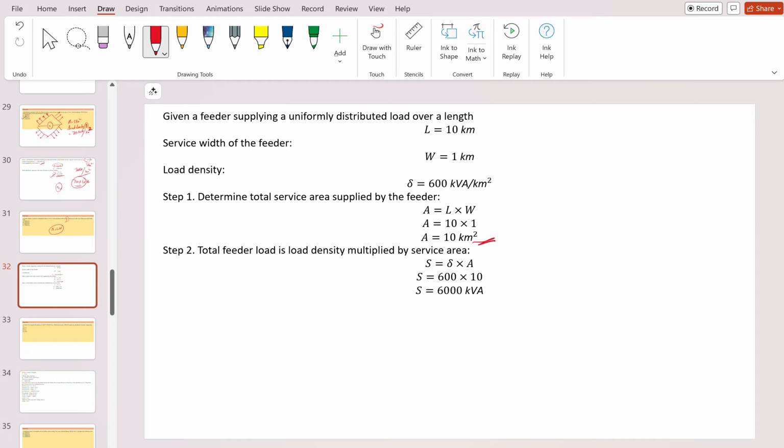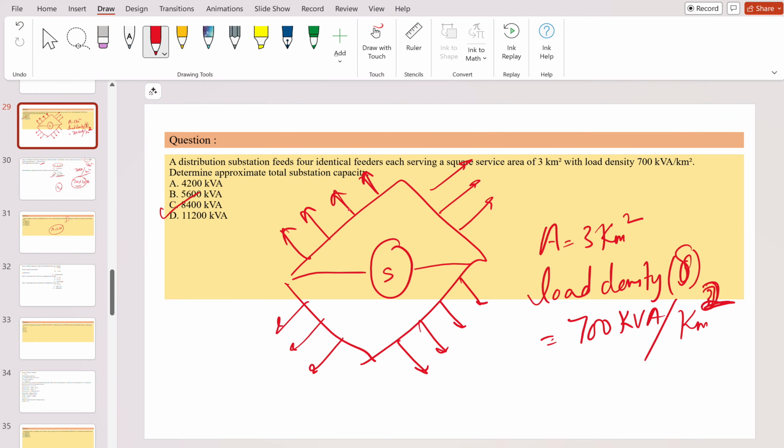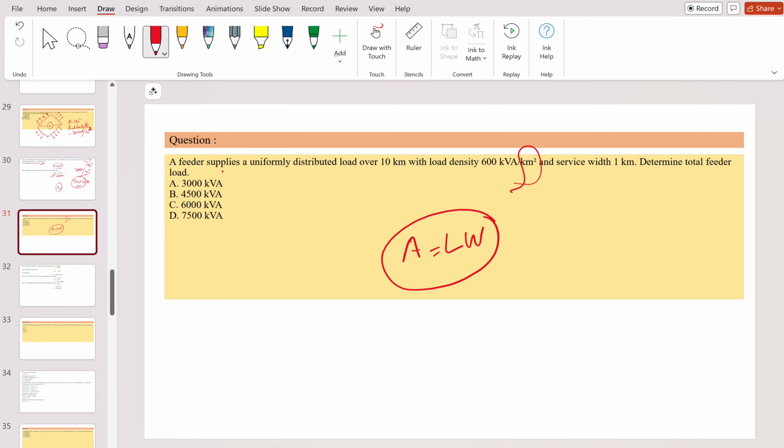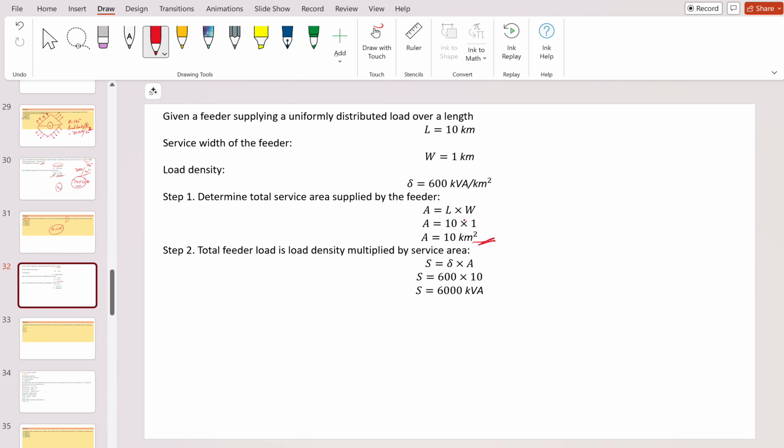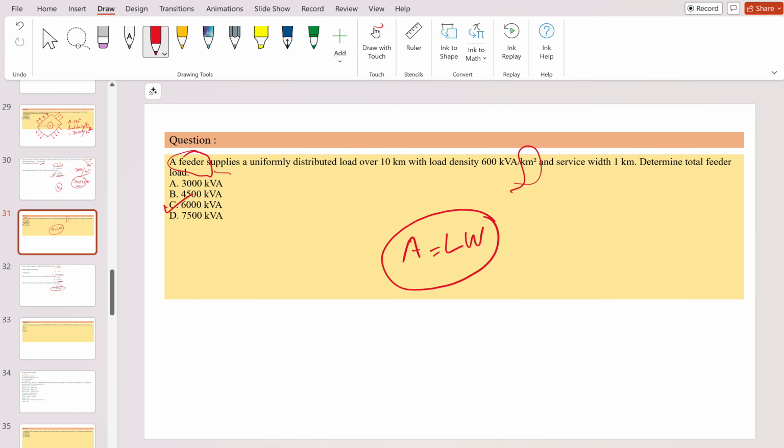But when you see the previous problem, it was mentioned that four identical feeders are there, but here you can say a single feeder is there. So you don't have to multiply it by 4. Simply the area is given, that is 10, what you have calculated, length multiplied, and delta is already given, 600 kVA, that is simply equal to 6000. So option C is actually correct.